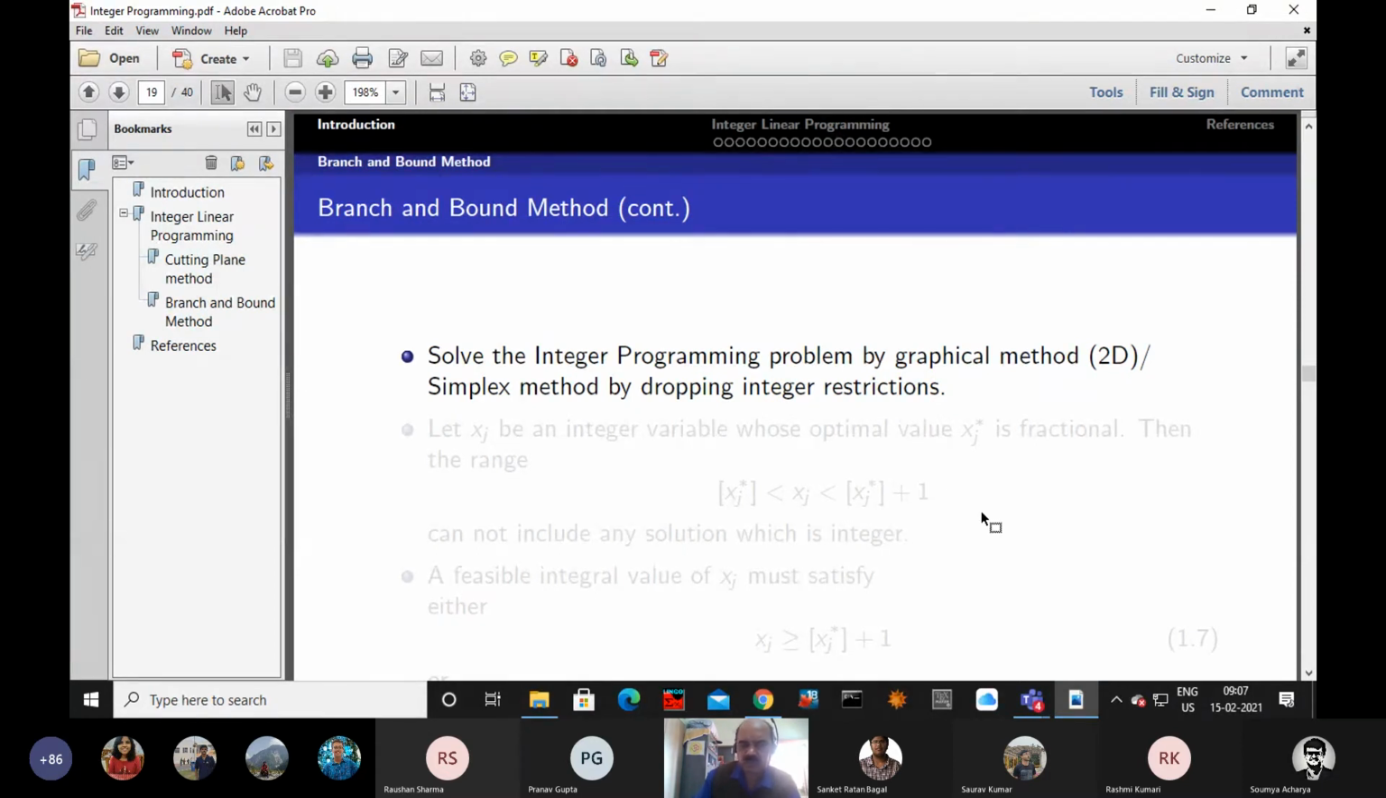So solve the integer program problem by graphical method, given two variables. Or solve by simplex method, dropping the integer restriction. Generally we do it like this. In the last problem we solved by simplex method, even though it was a two-variable problem, because we had to develop a cutting plane. Here also, if you solve using the graphical method or the simplex method, we will discuss how to develop the branching rule and bound rule.